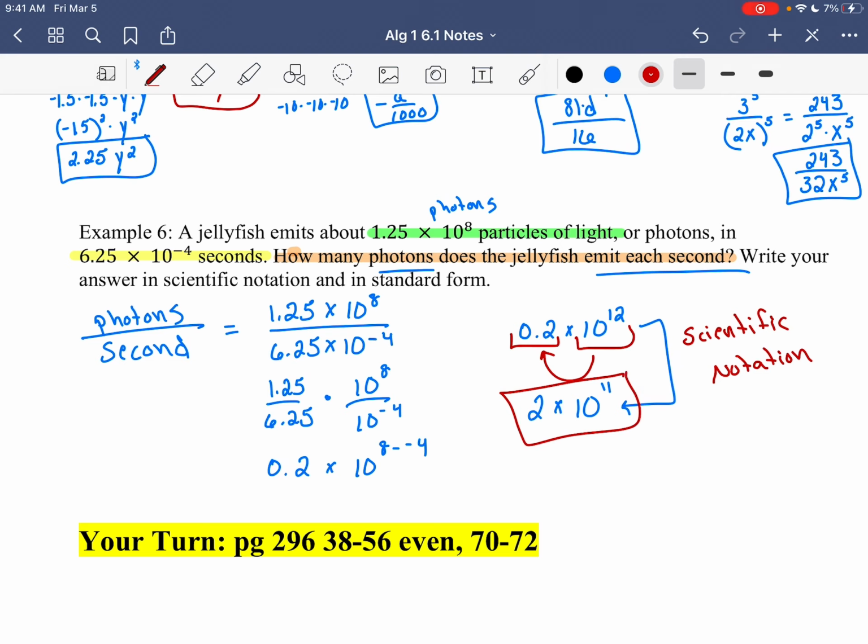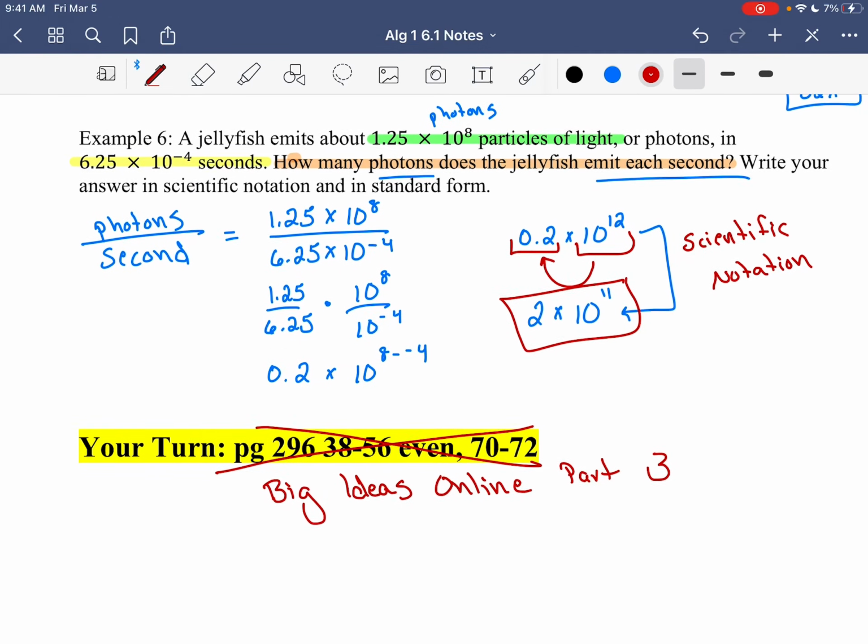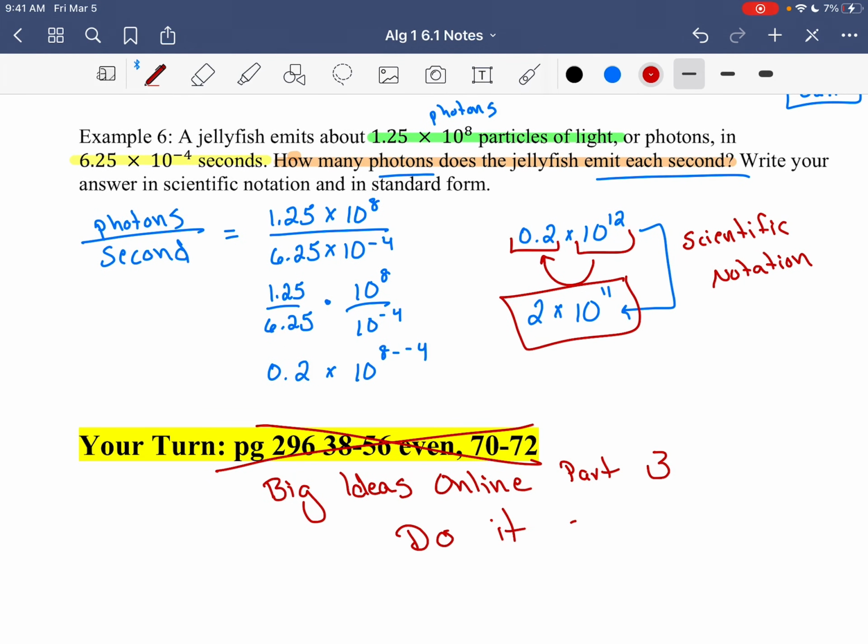Okay. All right, so last bit of practice. Again, you're going to go to Big Ideas Online. And you are going to do part 3. Again, remember, do it on paper. And then you're going to submit that final paper to Schoology.